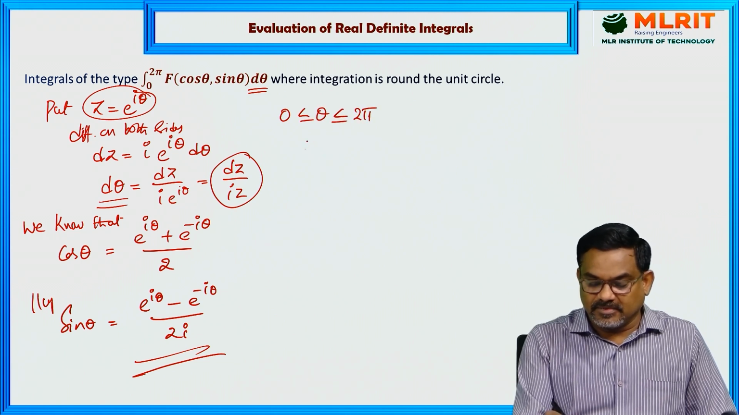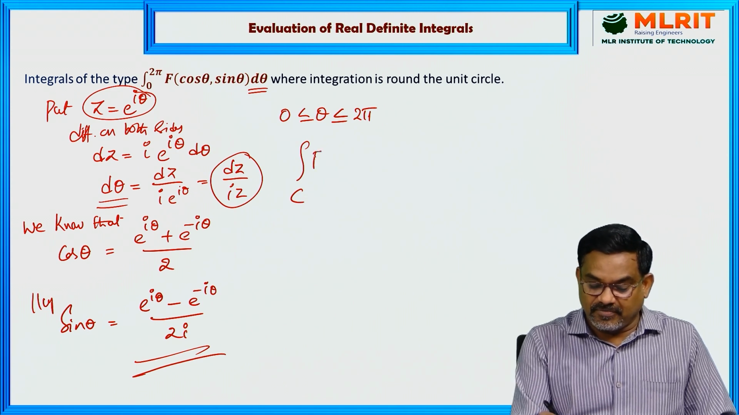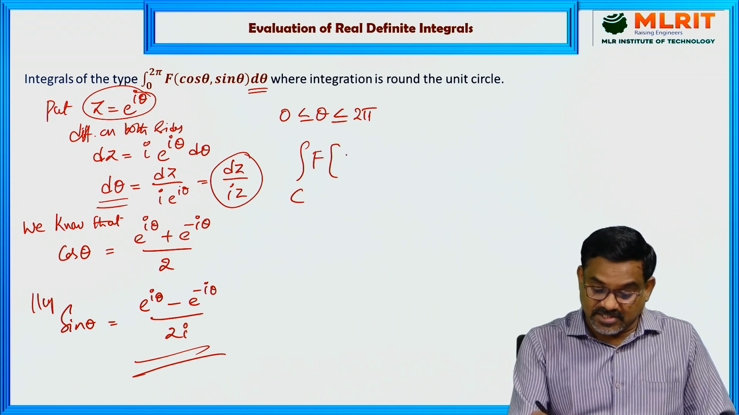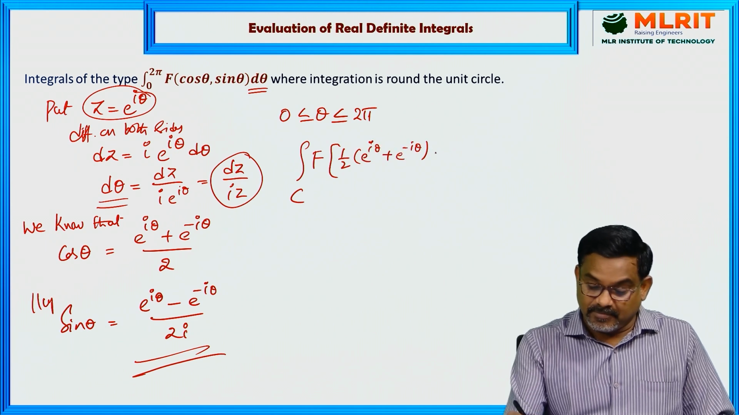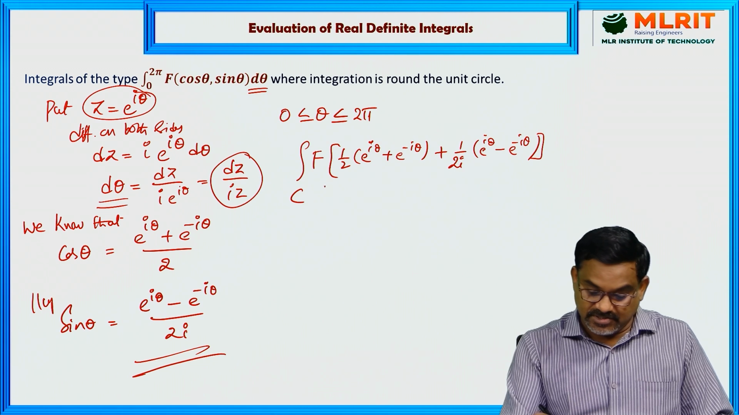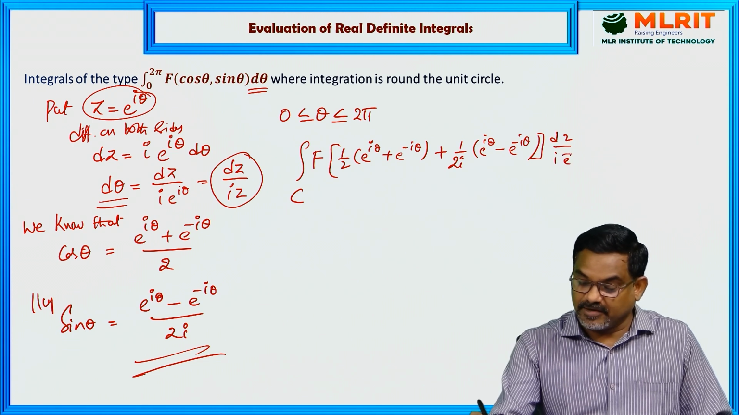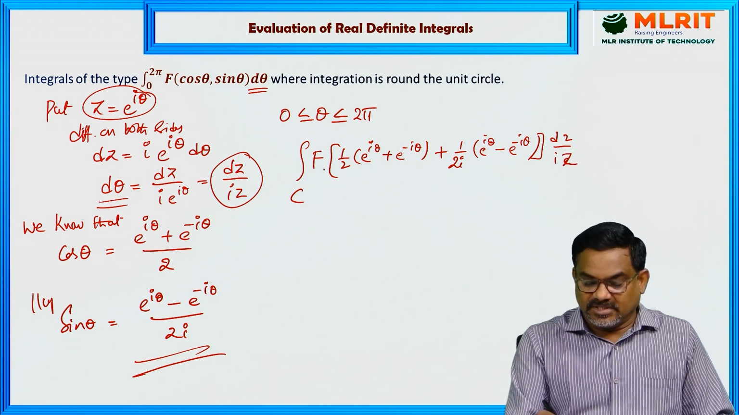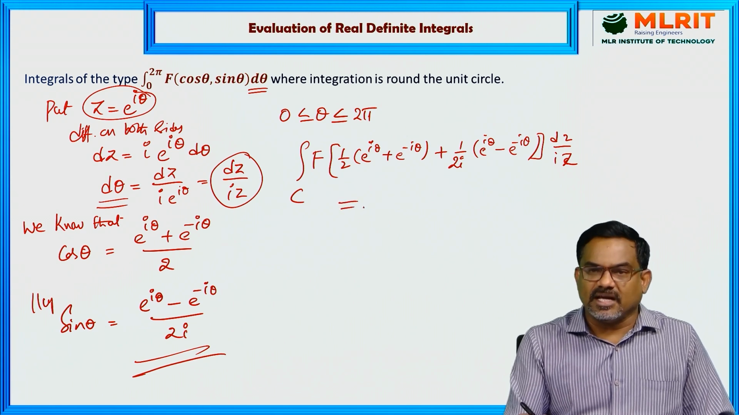Later, theta varies from 0 to 2 pi, so this integration becomes along the curve C of a function of cos theta, that is 1 by 2 (e power i theta plus e power minus i theta) plus 1 by 2i (e power i theta minus e power minus i theta), with d theta as dz by iz. So, this is the given line integral, and now to evaluate this we take the help of the residue theorem.